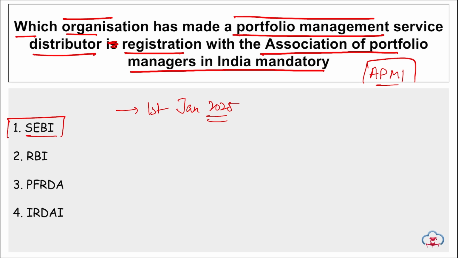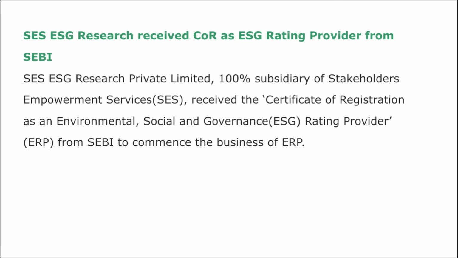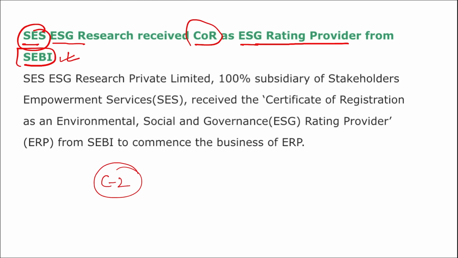Correct? So moving on, remember one more thing, that is SES ESG Research Private Limited, a 100% owned subsidiary of the Stakeholders Empowerment Services, that is SES, right? They have recently received the certificate of registration as an ESG, that is Environmental Social Governance, Rating Provider from SEBI. Directly remember this. Here SES ESG Research will function as a category 2 provider of ESG ratings with effect from 25th of April 2024.